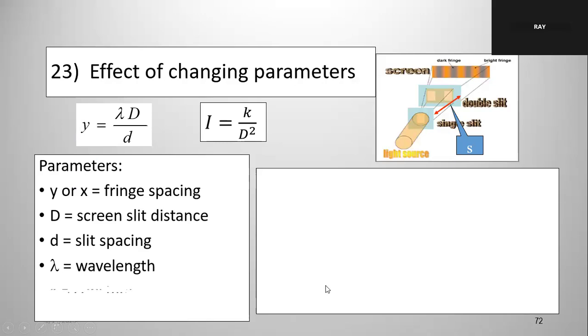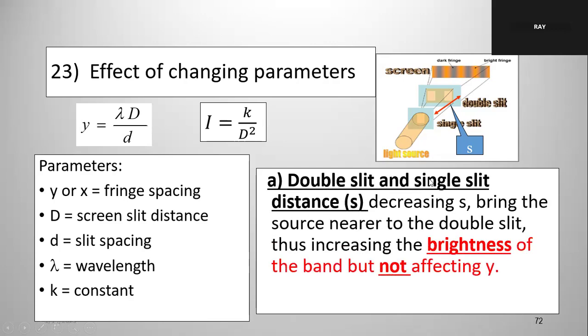Effect of changing parameters. K is a constant. This one is not in the syllabus, but it will help you to understand if you can memorize that. D is the screen to slit distance. S is the double slit to single slit distance. That's a double slit. That's a single slit. Remember this is a laser, not a light source. A light source is not a coherent source. It's monochromatic also. That's your S.